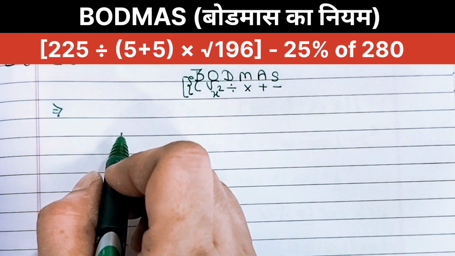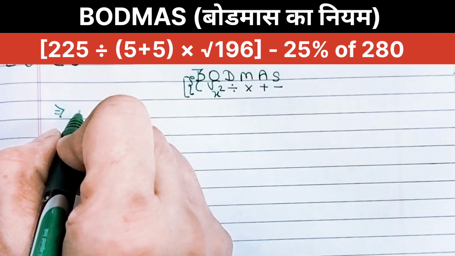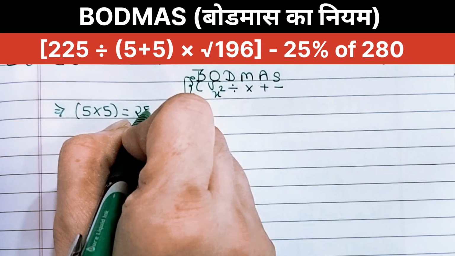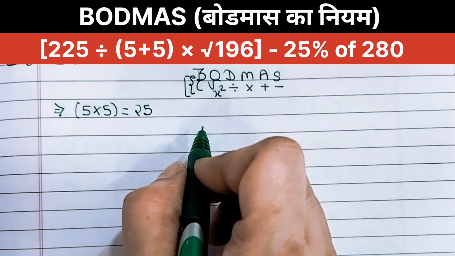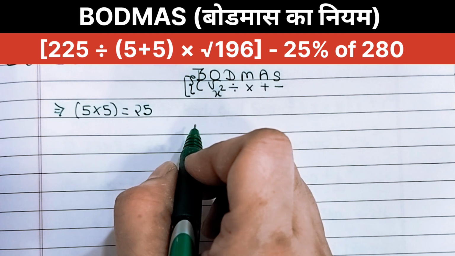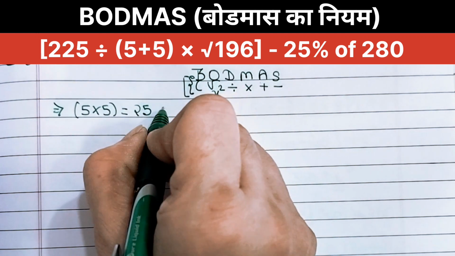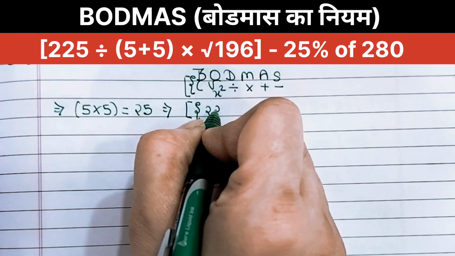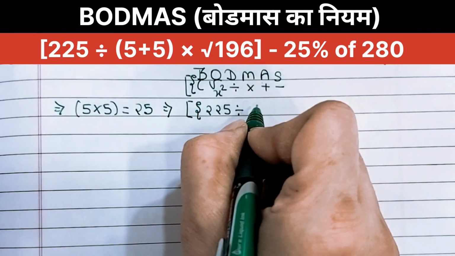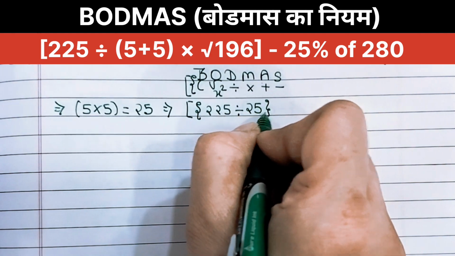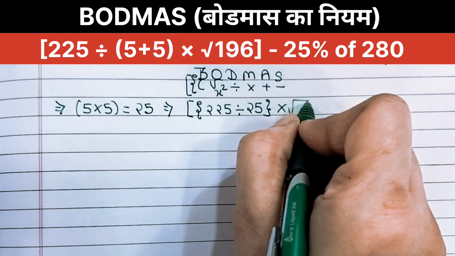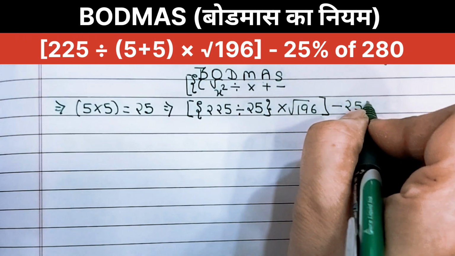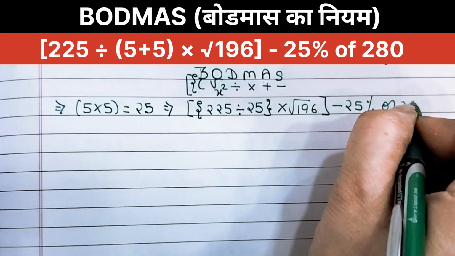First, the innermost round brackets. First we solve 5 multiplied by 5, and we get 25 as a result. According to this first step, BODMAS requires solving the innermost bracket first. And now the current expression becomes square bracket, curly bracket 225 divided by 25 curly bracket of multiplied by root 196 square bracket, minus 25% of 280.